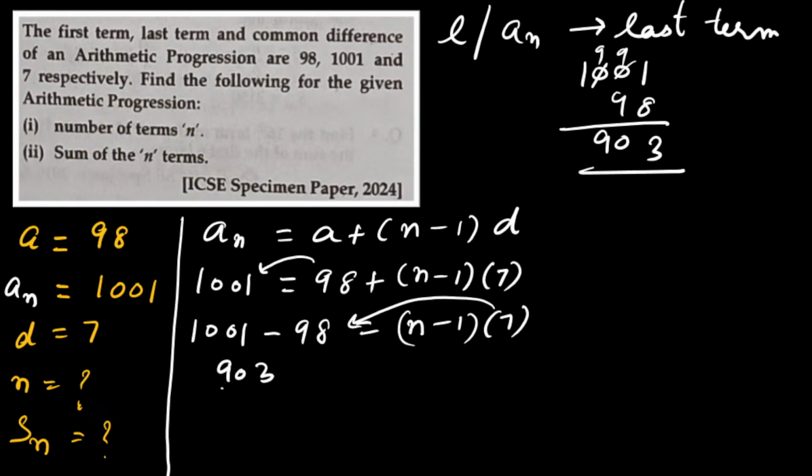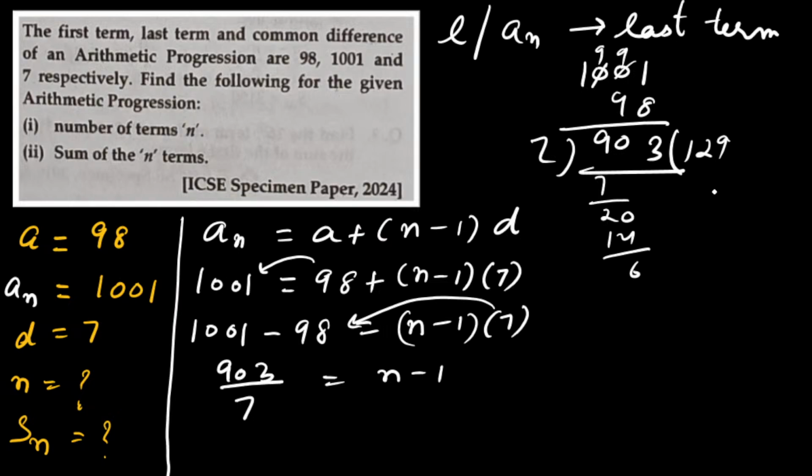7 we have to shift to other side, it will get divided now, is equal to n minus 1. So we have to divide it by 7. 7 into 1, 7 into 2, 7 into 9, 129. And this minus 1 if we shift to other side it will become plus 1. So n is equal to 130. 129 plus 1 is equal to 130. So we have found the value of n. N is equal to 130.